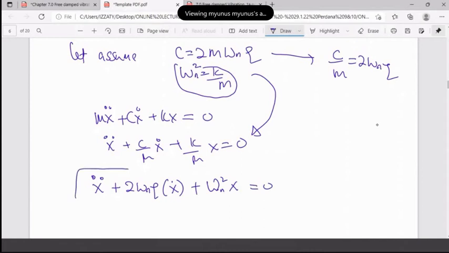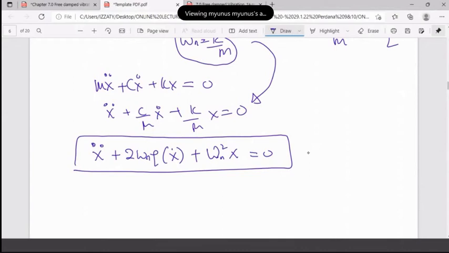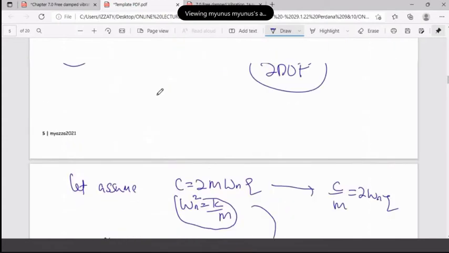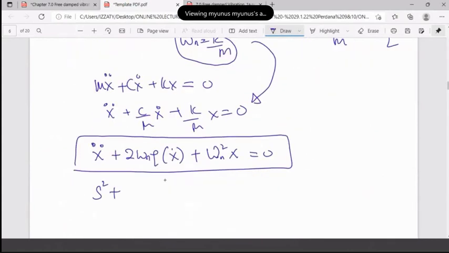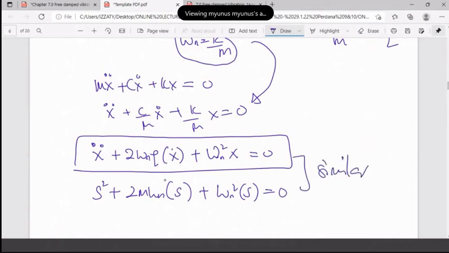You have another equation. Or perhaps you don't want to put that one, you can also put it in terms of exponential. You will have s squared. Look at the equation, this one, s squared, m s squared plus c s plus k equal to 0, which is s squared plus 2 omega n zeta s plus omega n squared equal to 0. This one is similar. This one in terms of exponential.